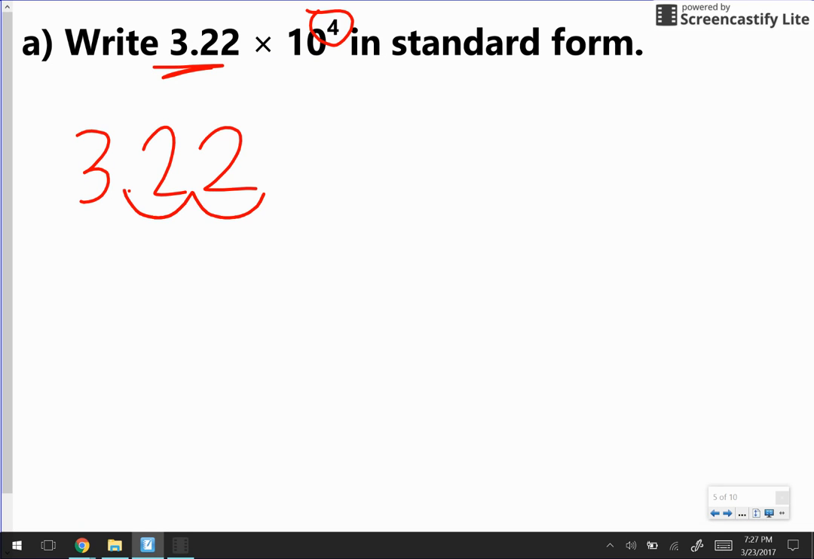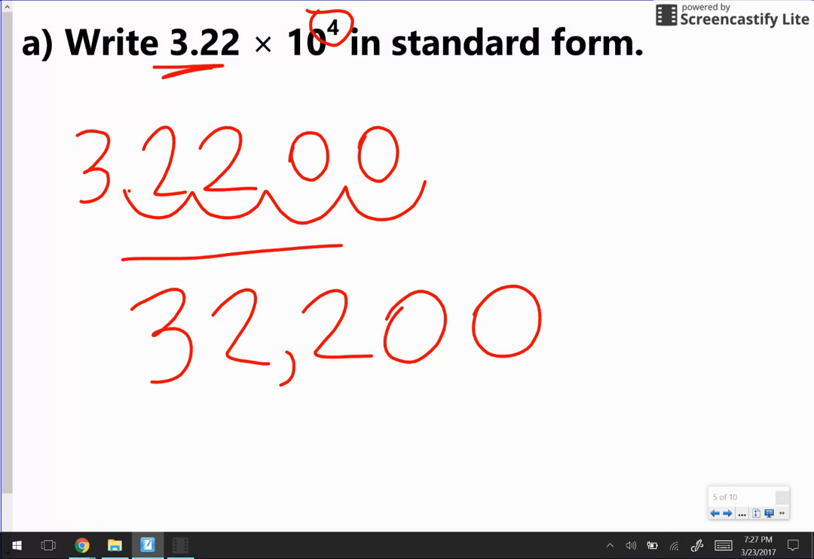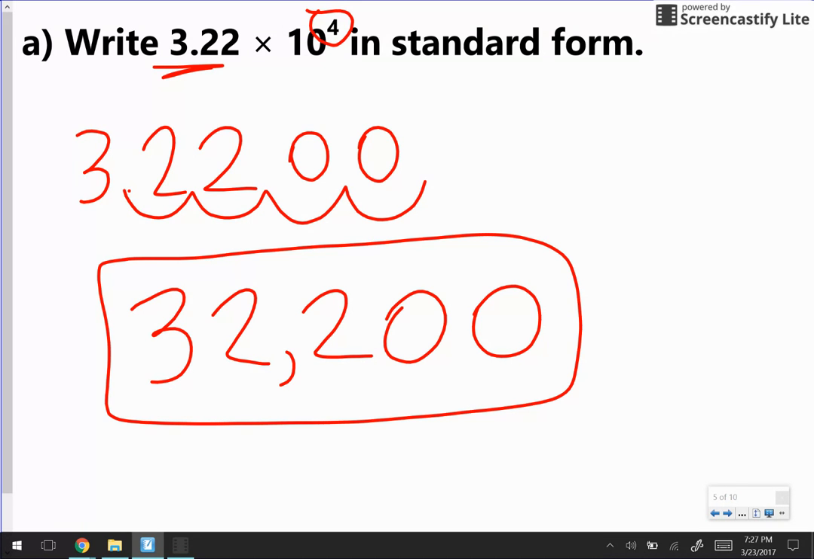1, 2, 3, 4. I'm going to fill up any empty spaces with zeros and then rewrite my answer without the decimal swoops. Here's my final answer, 32,200.